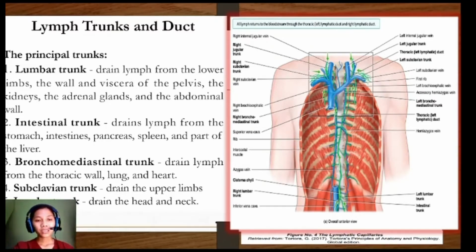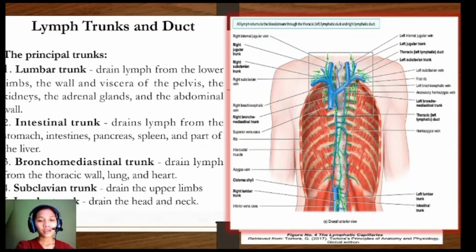And the second one is the intestinal trunk. So the intestinal trunk receives the lymph from the stomach and intestine, from the pancreas and spleen, and from the lower and front part of the liver, and empties lymph into the cisterna chyli, which in turn drains into the thoracic duct. And the third one is the bronchomediastinal trunk.